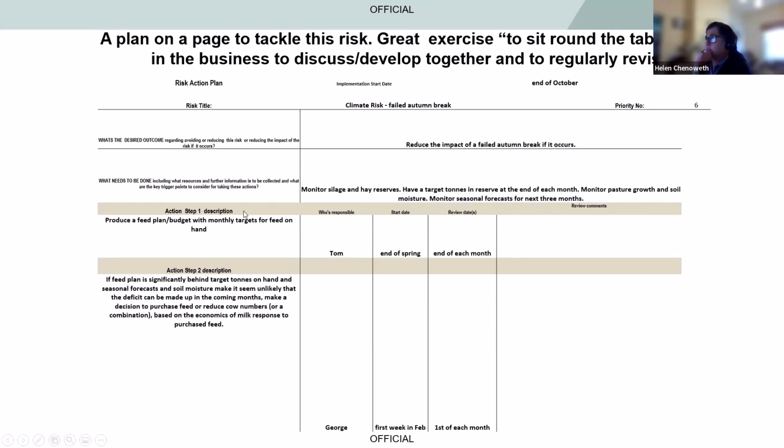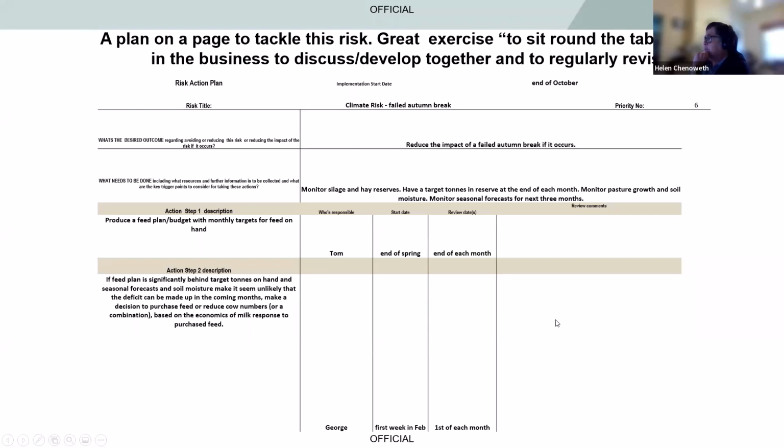So then we break those up into some steps. For the first one, we'll be producing a feed plan or a budget. Who's going to do that? Well, Tom is, and he's going to start at the end of spring, and he's going to look at it every month. Action plan, step number 2. If we're behind the target tonnes on hand, what are we going to do about that? Well, George is going to have a look at that, perhaps looking at purchasing feed options, reducing cow numbers, or a combination. He's got a trigger of the first week in February to start really looking into that information and making decisions on the first of each month.